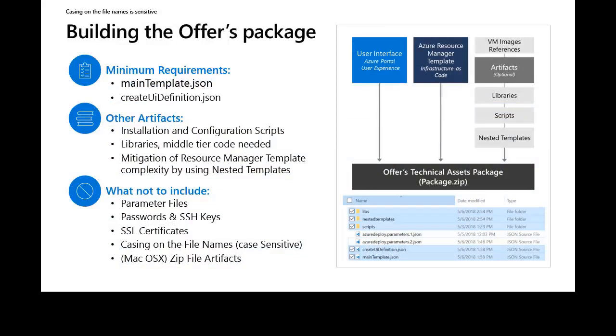When you build the package, as I said, the minimum requirements are those two files. So mainTemplate.json will contain the ARM template itself. The createUiDefinition.json file contains the UI version, the UI experience. So those two files are core. Everything else that you want to put in there, you can put in there.